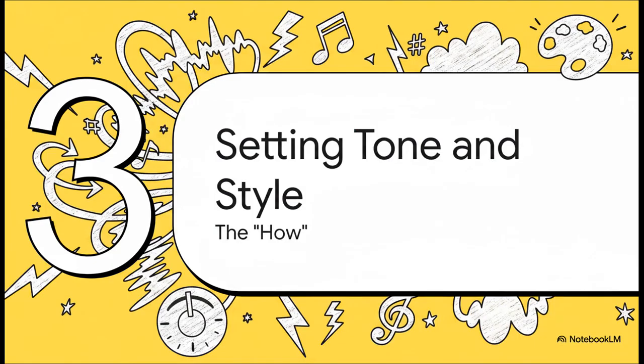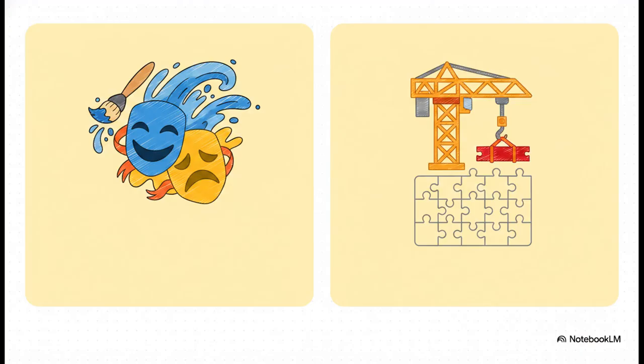All right, section 3, setting tone and style, the how. People actually confuse tone and style all the time, but they're very different things. Tone is the emotional flavor. It answers the question, what feeling should this response carry? Because without specifying a tone, remember, the AI just guesses and defaults back to that neutral encyclopedia. Style, on the other hand, is the mechanical structure. It's about the craft of the language itself, answering the question, how should these words actually be assembled on the page?